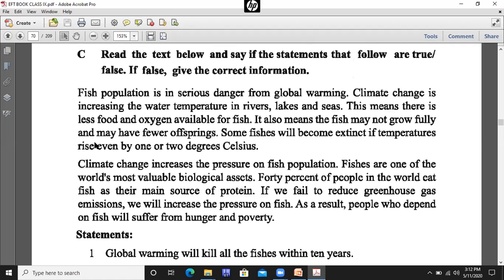Practice C. Read the text below and say if the statements that follow are true or false. If false, give the correct information. Now I am reading the text. Fish population is in serious danger from global warming. Okay, from global warming, fish population is in great trouble or is in a serious danger situation.